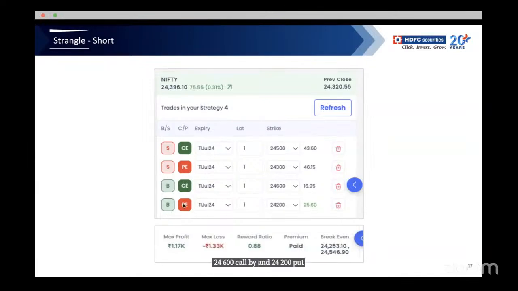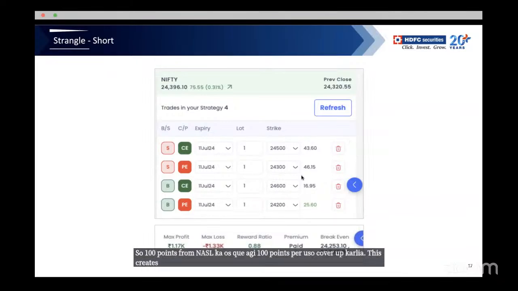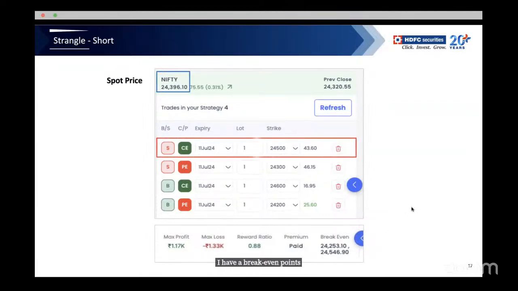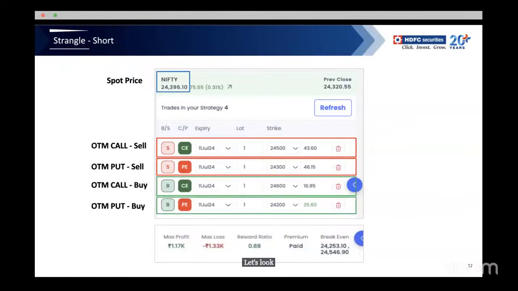So at 100 points I sold these, and beyond that, at another 100 points, I covered them up, right? This creates an iron condor, and this creates a limited risk strategy. All right, so as you can see, my max profit is defined, my max loss is also defined. I have break even points over here. Okay, let's look at the payoff graph as well.